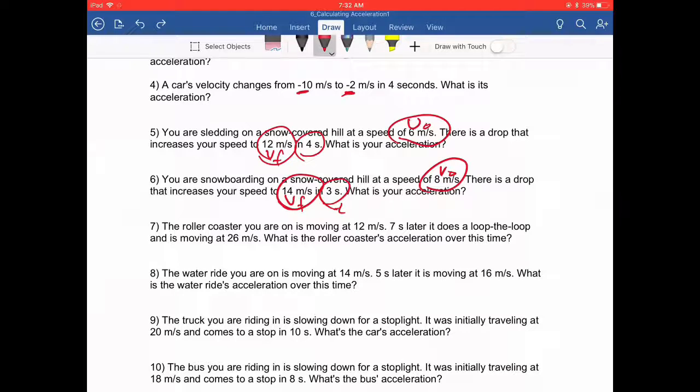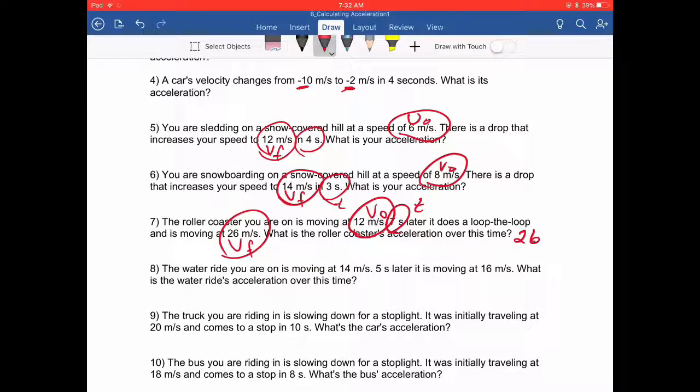Number 7, the roller coaster you're on is moving at 12 meters per second, original. 7 seconds later, it's time, there's a loop and it's traveling 26 meters per second. That's the final. What's the roller coaster's acceleration? So 26 minus 12 divided by 7. That's 14 divided by 7. Again, 2 meters per second squared. It's a positive value. We're going faster.